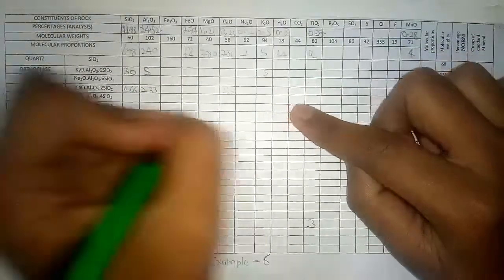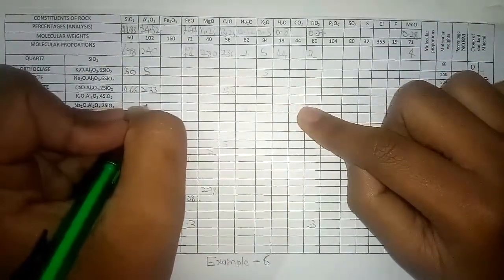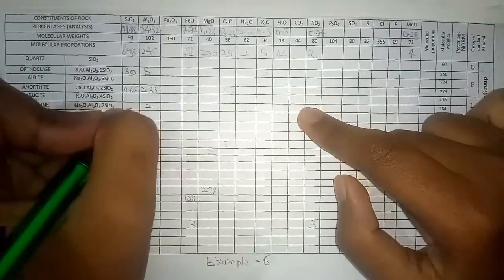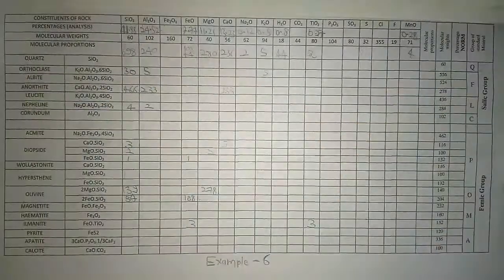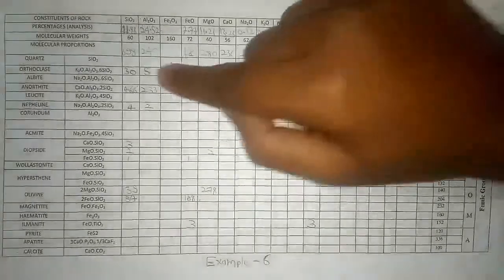So we have to take it as 2. That means we have to take 2 nepheline. We have taken 2 nepheline, and the Na2O is also 2, and SiO2 is 2 2s are 4. And now for the last step, we will check whether everything is okay or not.